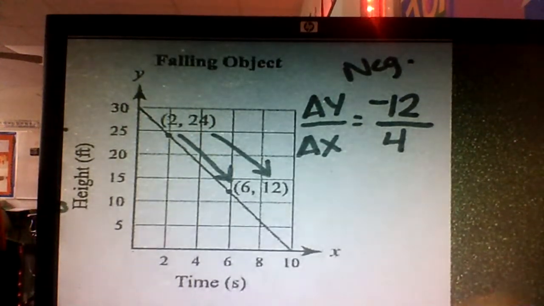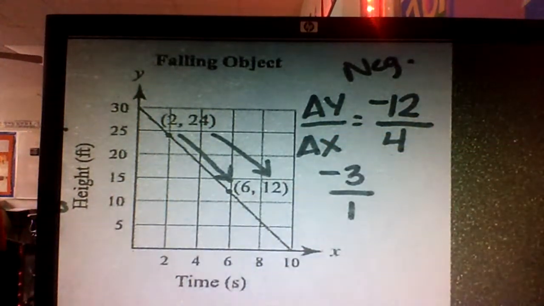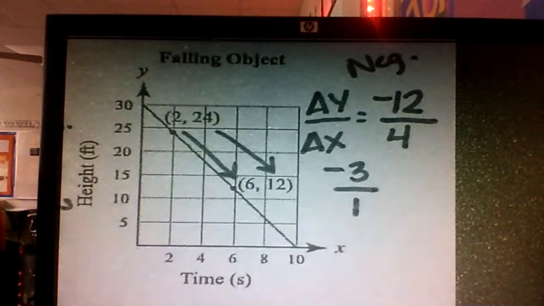Okay, so it's a negative slope. What's negative 12 divided by 4? 3. Negative 3 over 1. What does that mean? What does this mean in terms of my graph? For every time, which is in what? My time is in what?